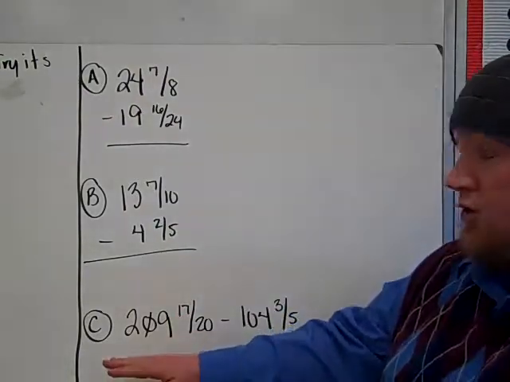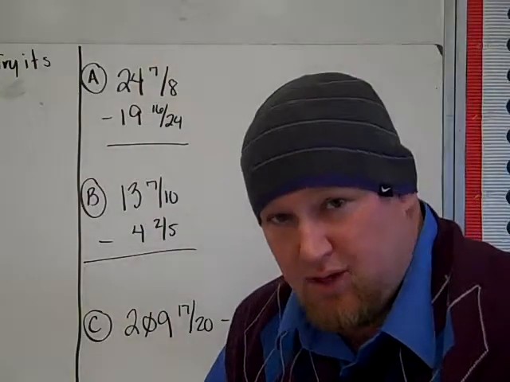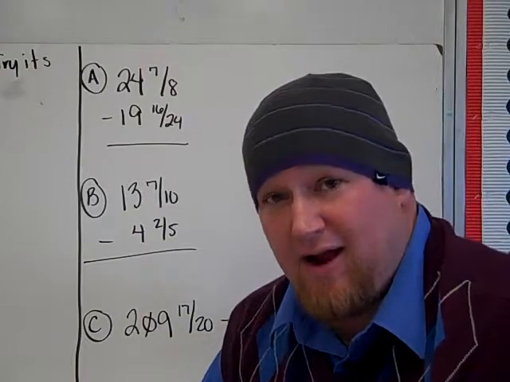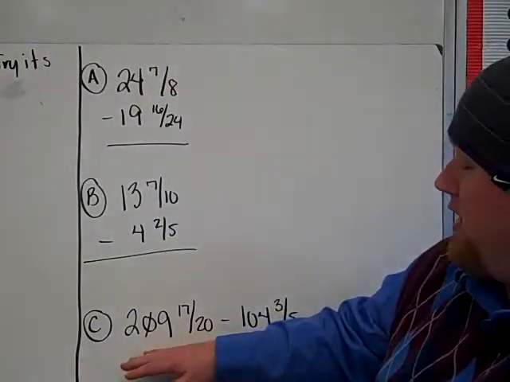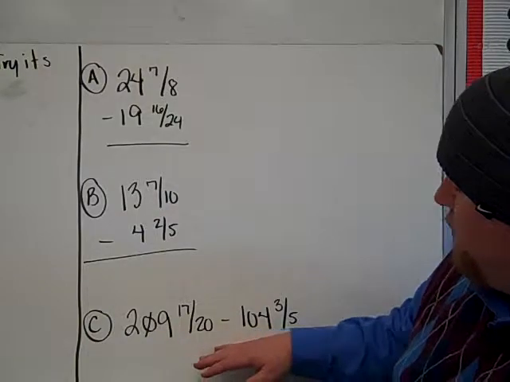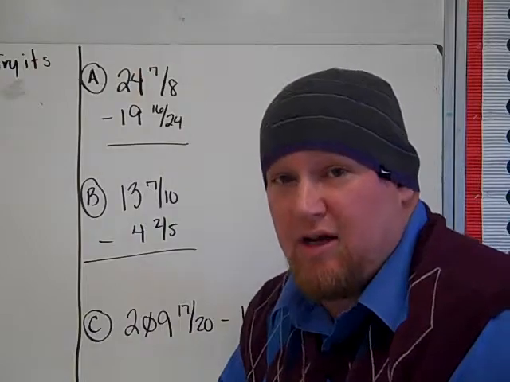C, this one looks big and scary because it's hundreds, but whole number subtraction's whole number subtraction, right? Once we get past the fraction part, it's not different from anything you did in 3rd or 4th grade. 209 and 17/20 minus 104 and 3/5. We'll check them tomorrow in class and we'll move on from there.